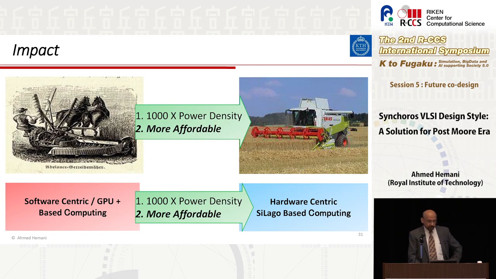Now, the impact, this is a visionary statement. I think a long time back, we learned how to supplement the weak muscles of humans with the muscles of animals. But when we learned to mechanize the power and increase the power density by a factor of 3 and made it more affordable, we launched a revolution. About 80% of people or more were engaged in agriculture, and now less than 5% of the people are engaged in agriculture. It was a complete change in how human society was organized.